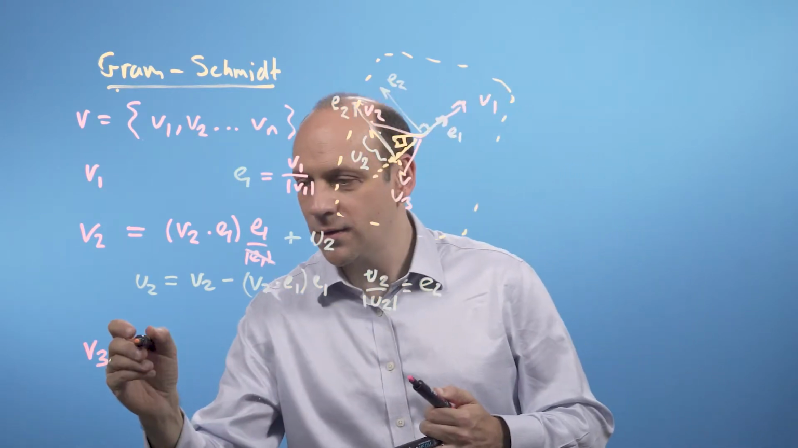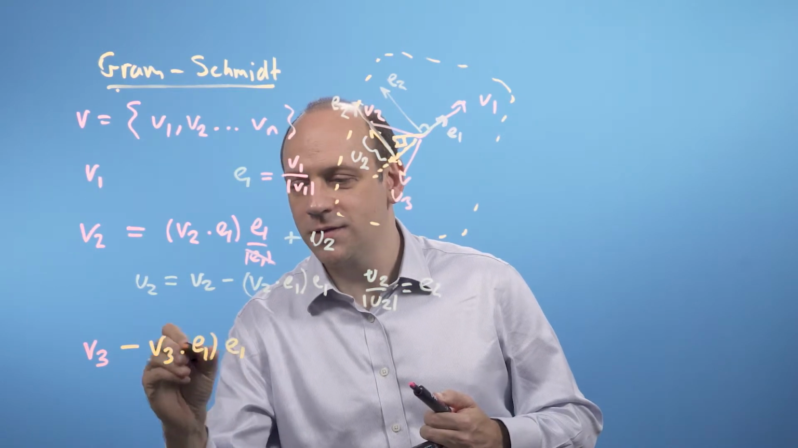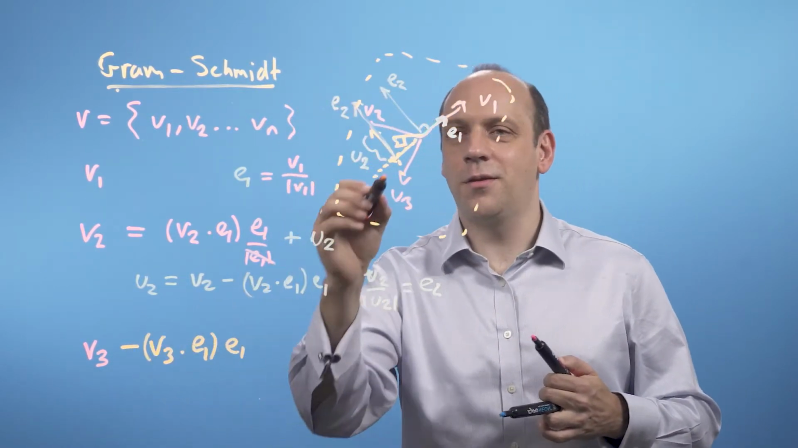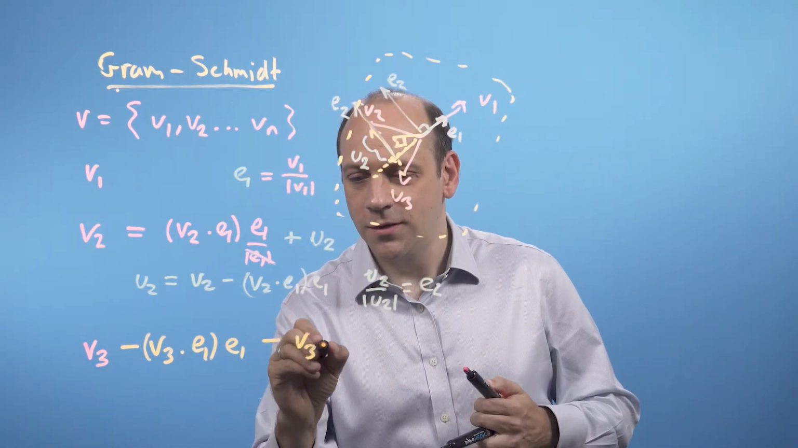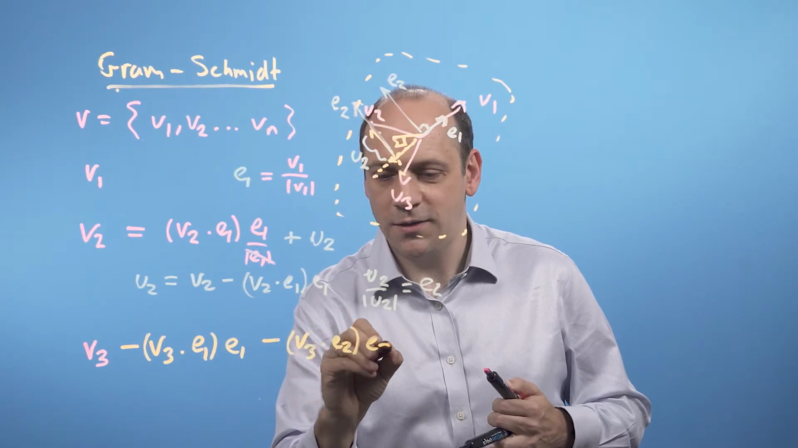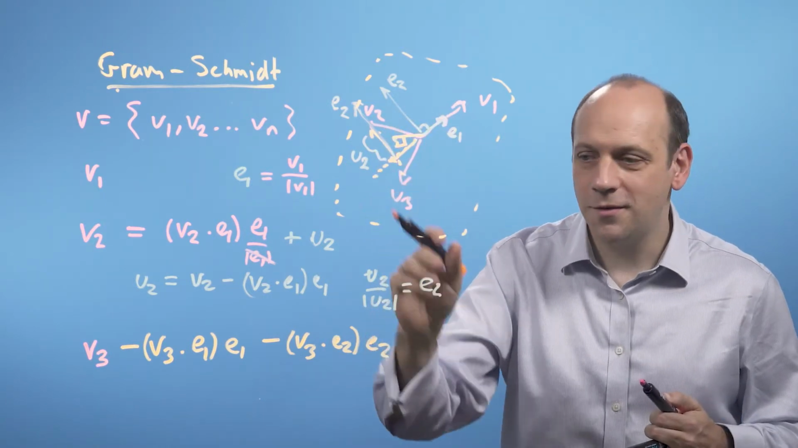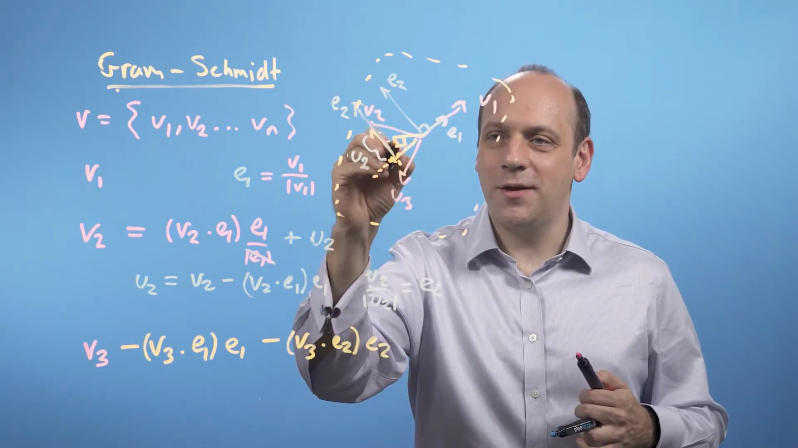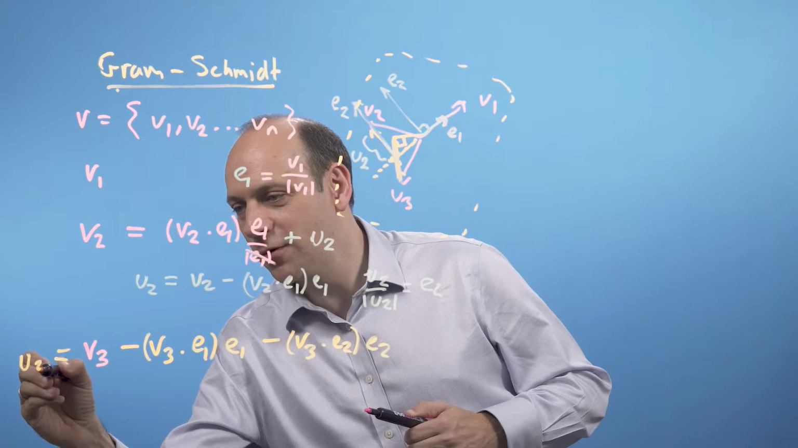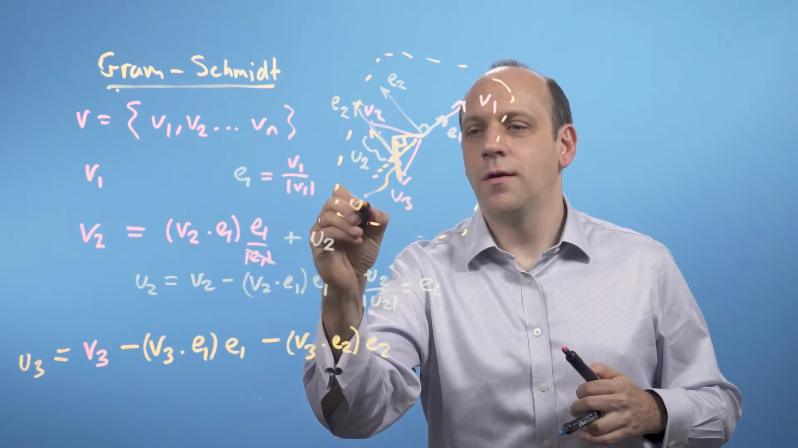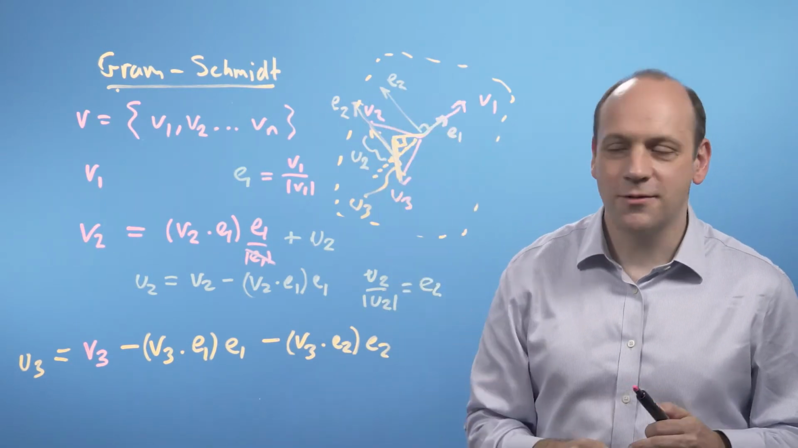minus v3 dotted with e1, times e1, that's the component of v3 that's made up of e1s, minus v3 dotted with e2, times e2, that's the component of v3 that's made up of e2s. And then all that's going to be left is this perpendicular vector, which we'll call u3, which is perpendicular to the plane. Now, it's some funny 3D space, so this diagram gets quite messy.